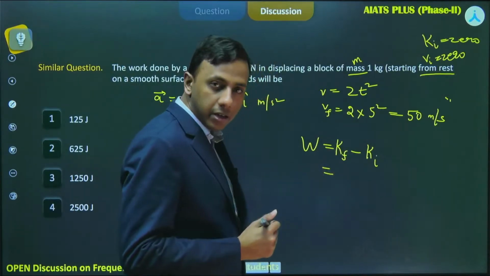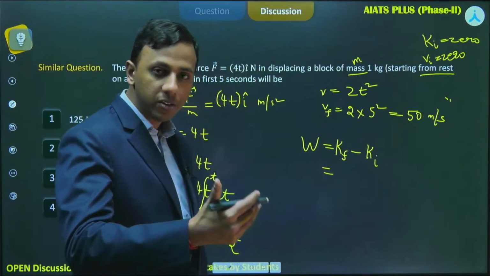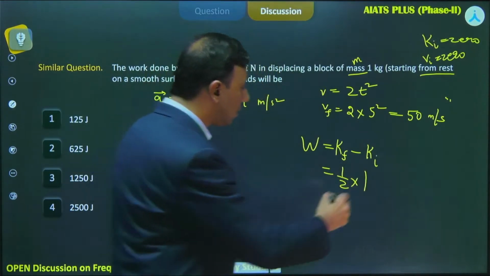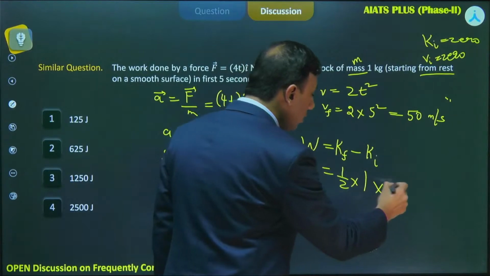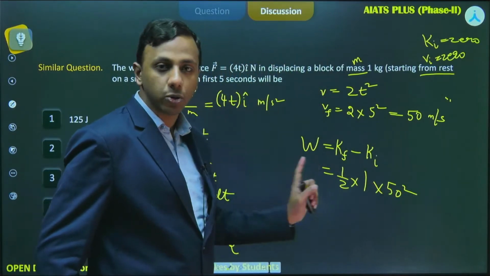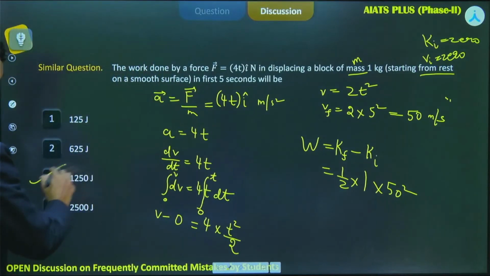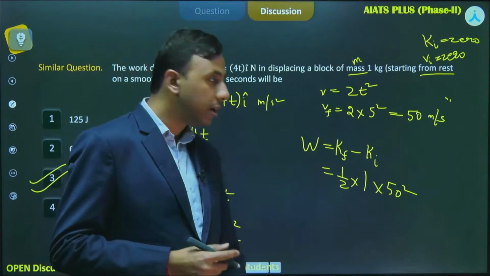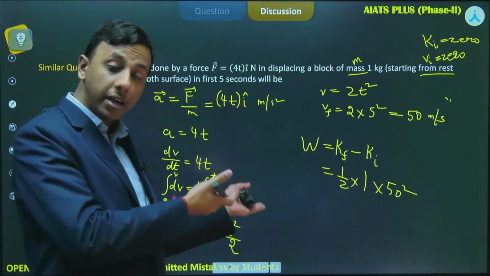And K is kinetic energy. What's the formula for that one? Half mv square. So half, mass is how much? 1 into V square. V is how much? 50. So 50 square, right? So 2500 by 2. What's the answer? 1250 joule.